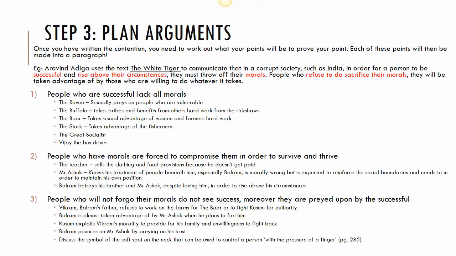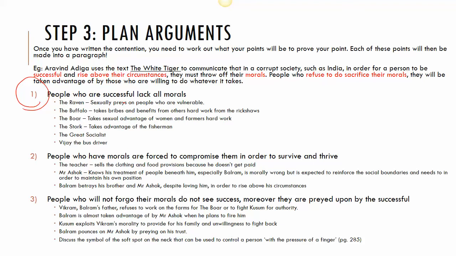So, step 3. So step 1 was pick the question. Step 2 is to write out your contention. Step 3, you need to come up with your arguments. Okay? Now here are my arguments. Okay? So, the first one that I came up with is 1. People who are successful lack all morals.